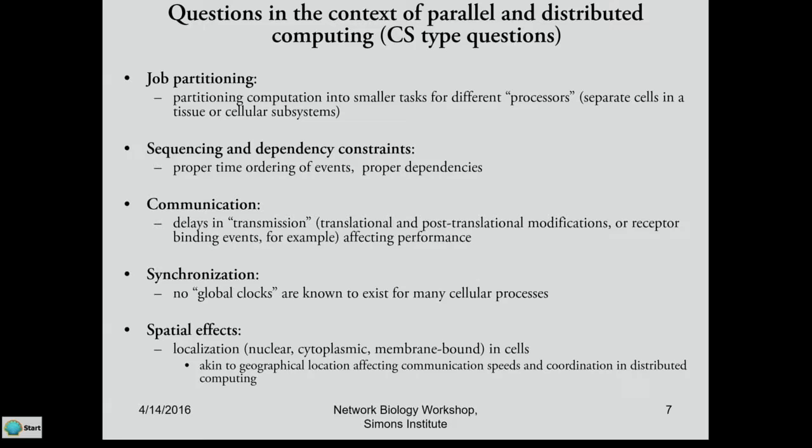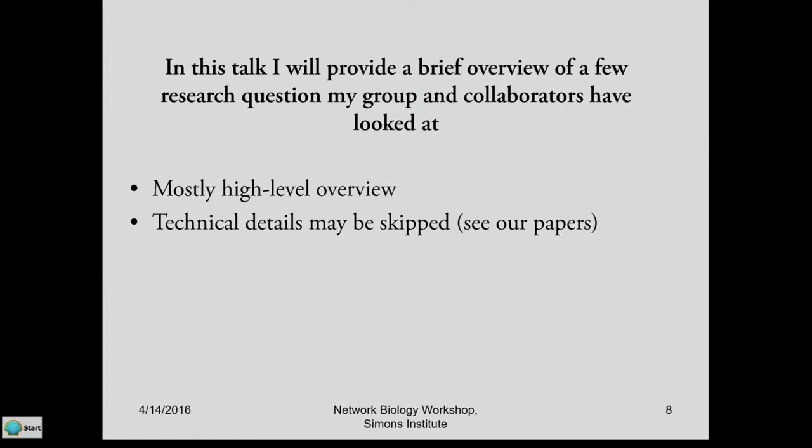So in this talk, I'll provide a brief overview of research questions that my group and my collaborators have looked at, mostly a high-level overview, and technical details maybe skipped because of lack of time.